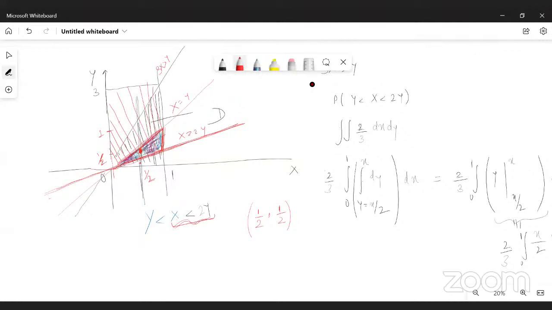x is equal to 2y. x is less than 2y. Yes, if x is less than 2y, then why is it the upper part, not the lower part of the x equal to 2y line? The lower part will be x is greater than 2y, right? That's fine. If that is the less than, then the lower part will be upper.